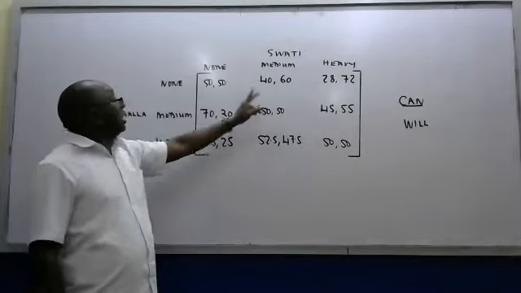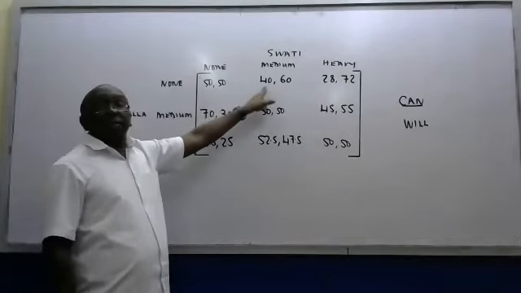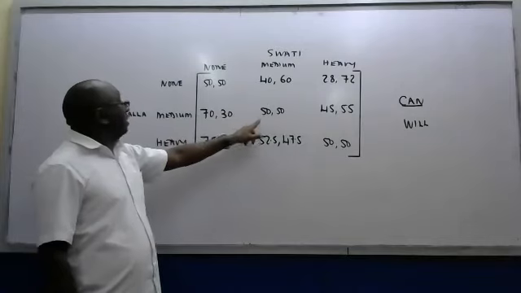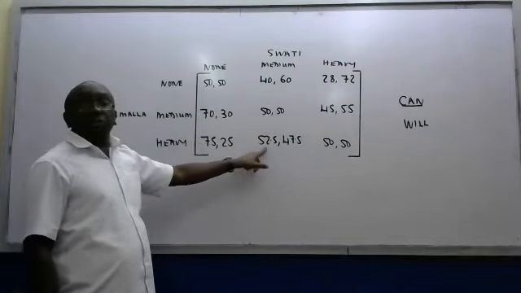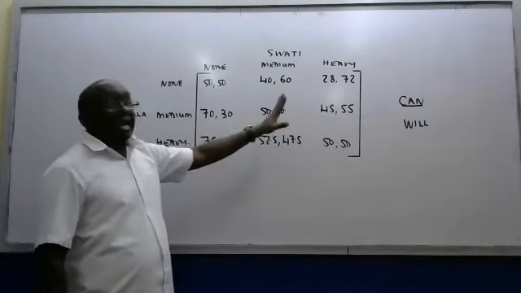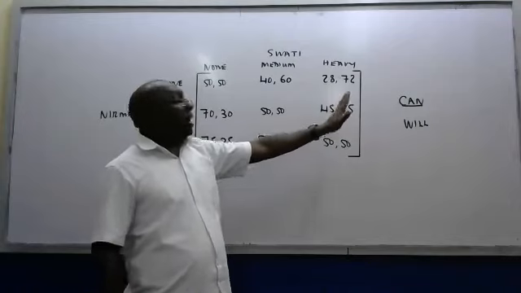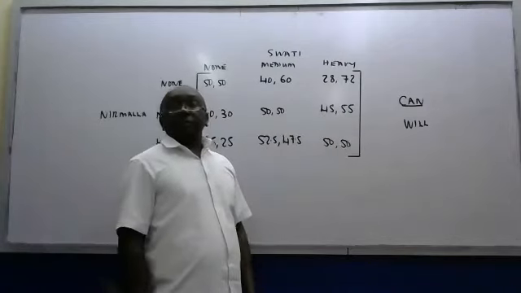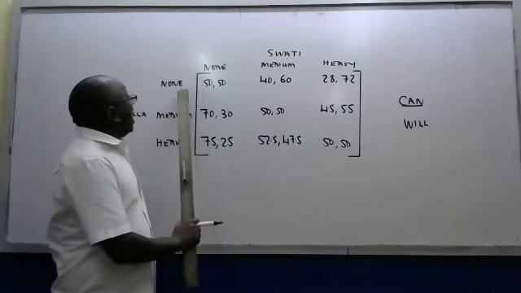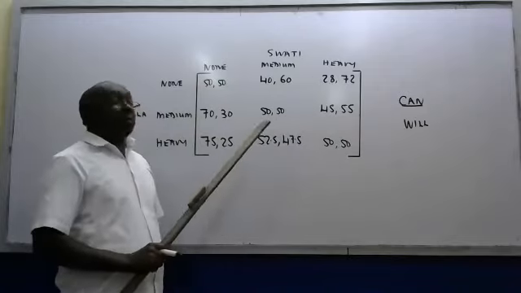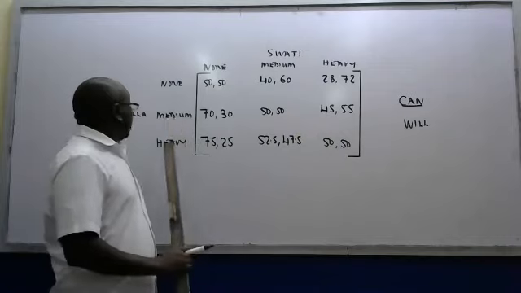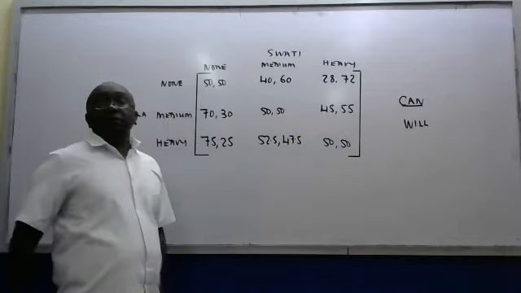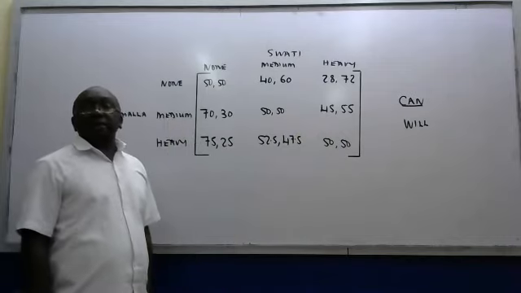Akishaamua ni medium, na wewe uamue none upate 40. Ama uende medium upate 50. Ama uende heavy upate 52. So which one is best? Heavy. Finally, assume Swati ameamua yeye anaenda heavy. Na wewe unaweza amua uende none upate 28. Medium upate 45. Heavy upate what? 50. So which one is best? Heavy.